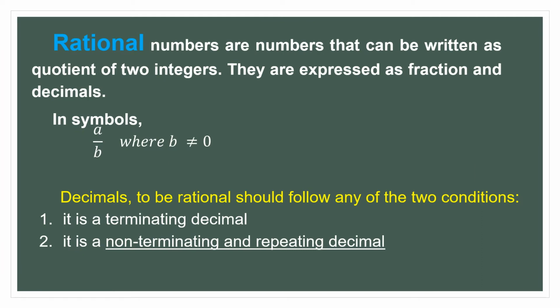Rational numbers can be written as quotient of two integers. They can be expressed as fractions and decimals. In symbols, a over b, where b is not equal to 0. A decimal is rational if it is a terminating decimal or it is a non-terminating and repeating decimal.